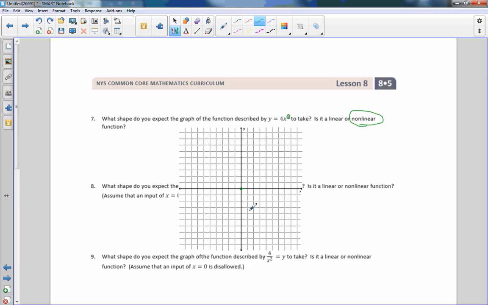We're at the origin. When I plug in 1, 1 cubed is 1 times 4 is 4. Over 1, up 1, 2, 3, 4. So now I'm here. If I go negative 1 to the third power, that is negative 1 times 4, which is negative 4. So it's point negative 1, negative 4. This appears linear if I only plot 3 points, but if I keep going and I put 2 in, 2 to the third power is 2 times 2 is 4 times 2 is 8. 8 times 4 is 32.